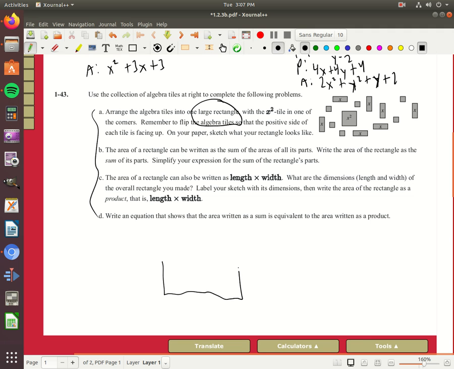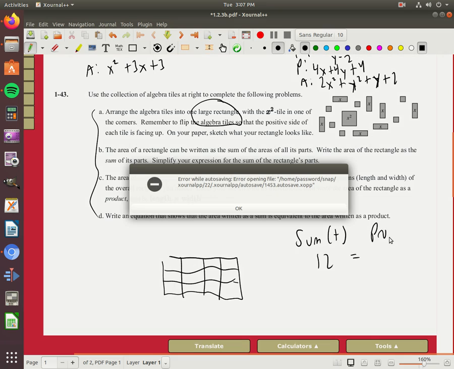If you had a rectangle that was 3 by 4, and I wanted it as a sum, and a sum means plus, I would just say, oh look, 1, 2, 3, 4, 5, 6, 7, 8, 9, 10, 11, 12. I added up the middle. And that should equal the product.